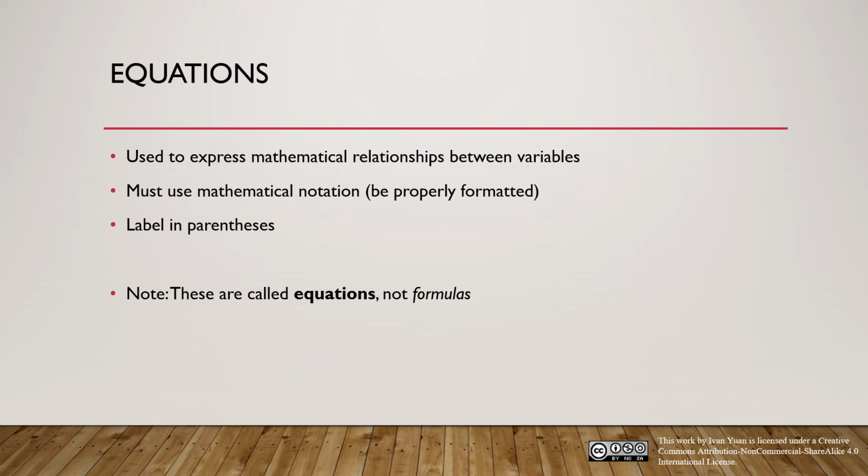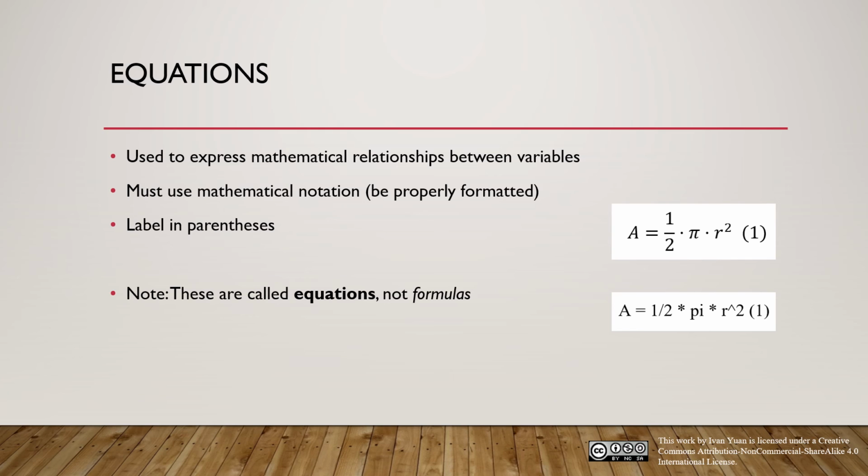Now, let's look at an example. So, here are two versions of the same equation. It's essentially area equals one half times pi times radius squared. And here I put a label in parentheses with a number in it at the end. So, let's look at the first equation. It is good because we format it mathematically. Fractions are shown as they should be. Multiplication is shown with a dot, and exponentiation is shown with a superscript. This is a good equation.